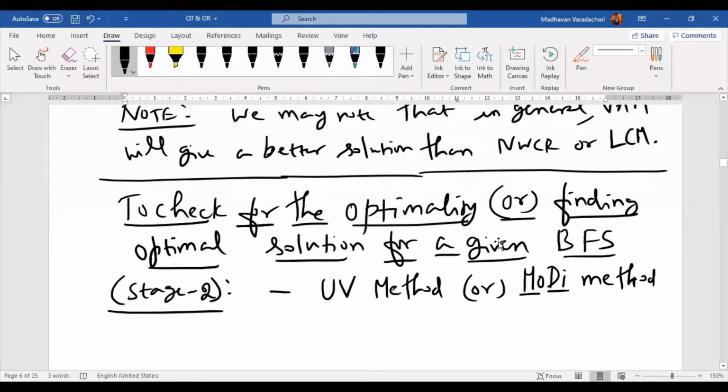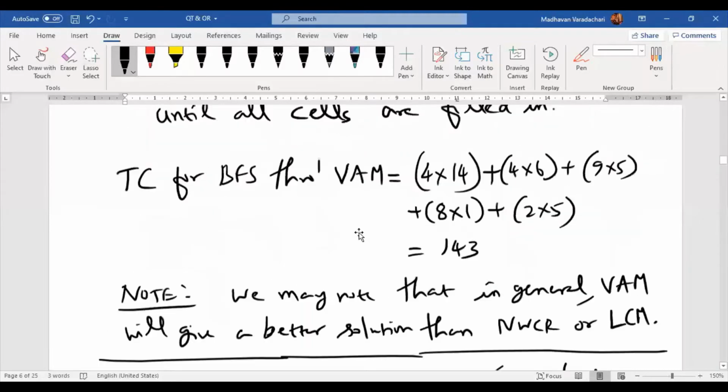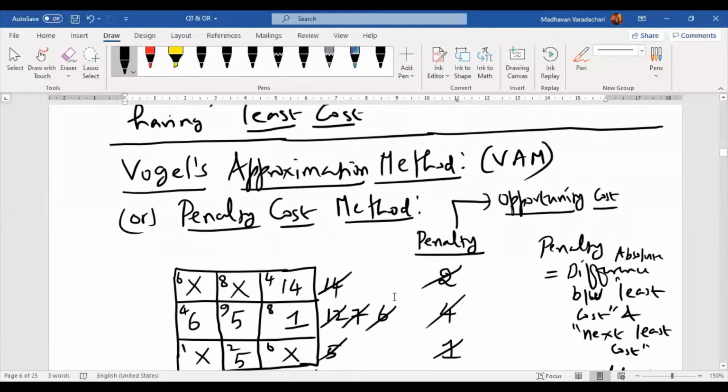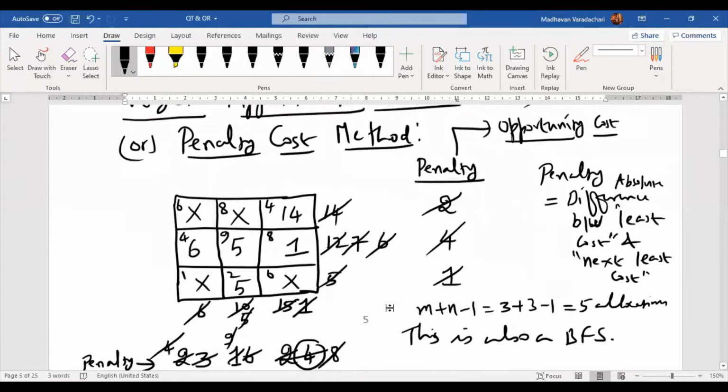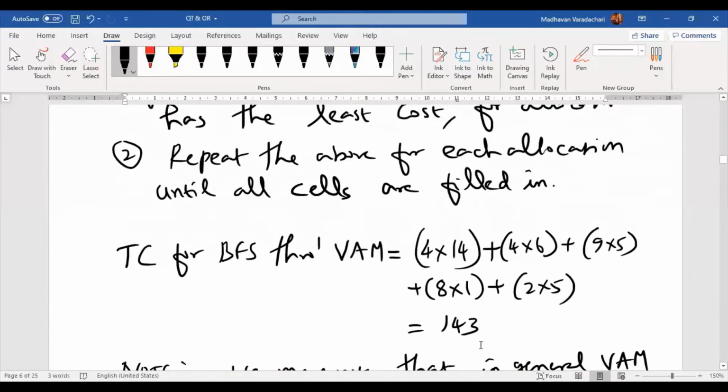So for a given BFS, or obtained BFS, because here they have not given it, we obtained it. Now the question comes, which BFS? Whether the BFS using Northwest, or least cost, or VAM. Actually speaking, you can use any one. Sometimes the question may not say which method to use. I would suggest you always go for the last method, the penalty cost method. Why? There is a reason, because you get a better cost, the least cost.